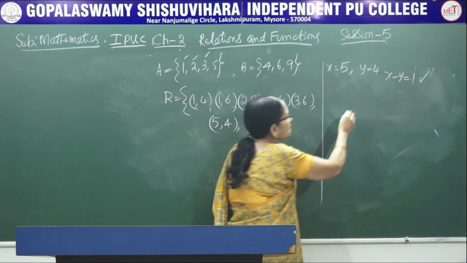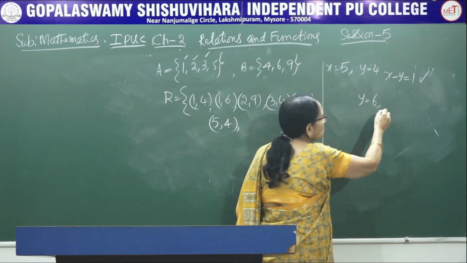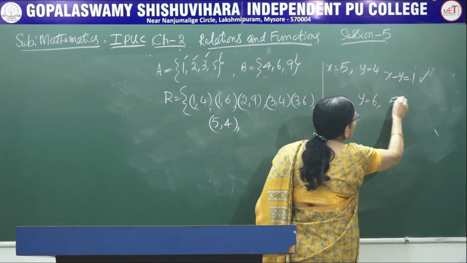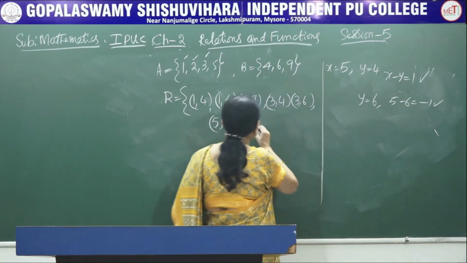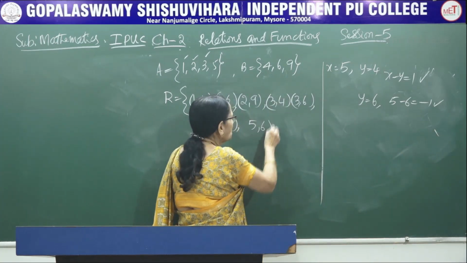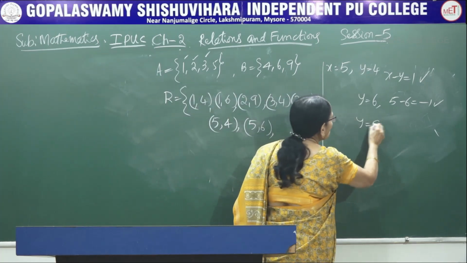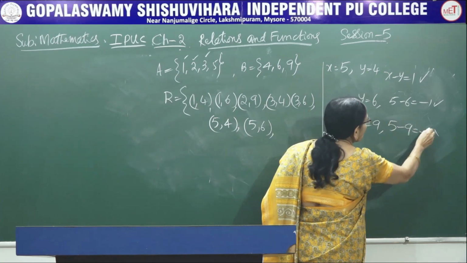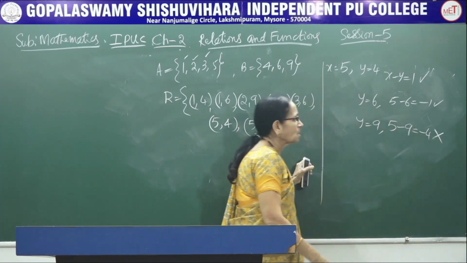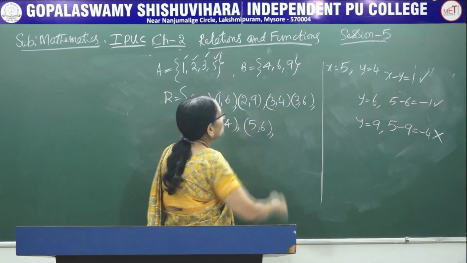Next, when x takes a value 5, y takes a value 6 here, it is 5 minus 6, that is minus 1, again an odd number, so you can consider 5 comma 6. Now last one, y is equal to 9, it is 5 minus 9, that would be minus 4, it's an even number, so we cannot take into consideration. So 5 is also over.